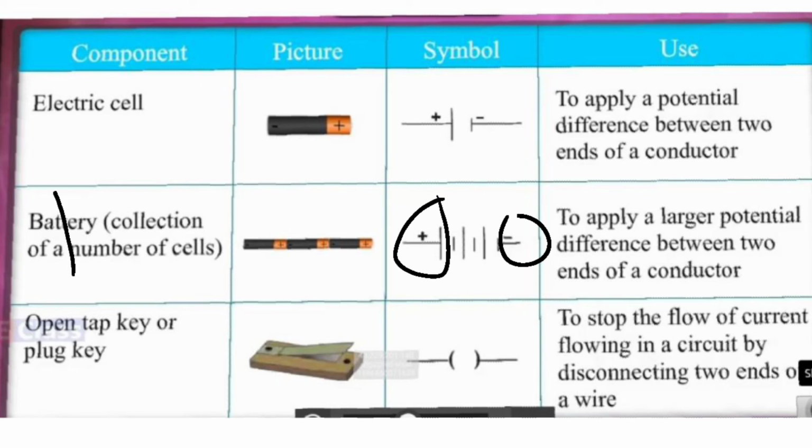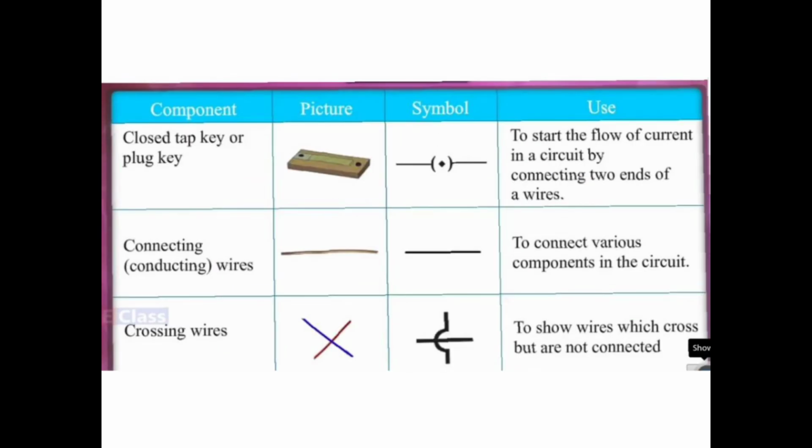Now the keys. We have the plug key and the tap key, both two types of keys are there, and that is denoted by one symbol. You just draw two open bracket and close bracket symbols connected with a wire symbol. And what is the use of the key? It is the main thing that controls. It stops the flow of the current flowing in the circuit by disconnecting the two ends of the wire. Okay.